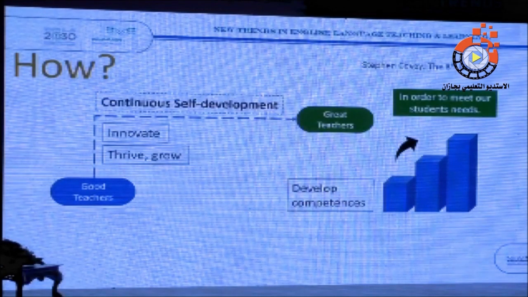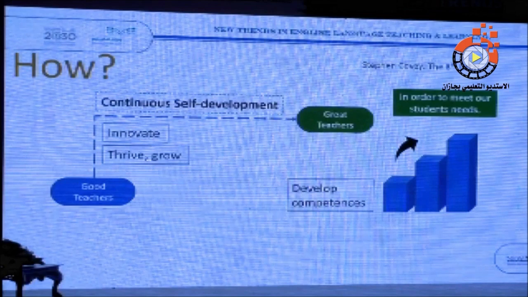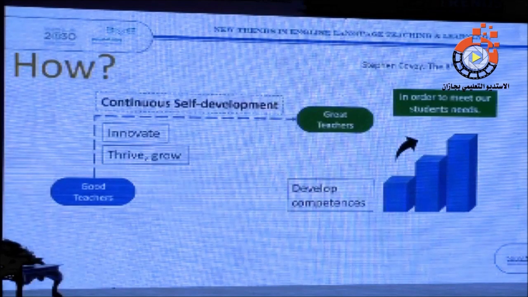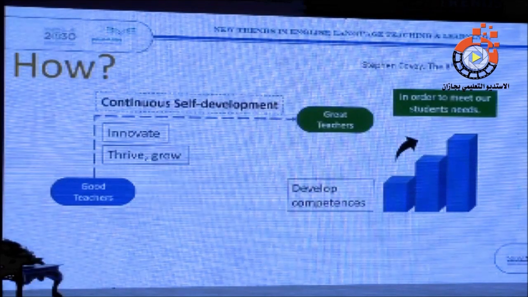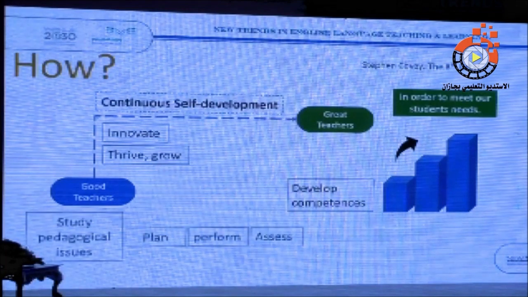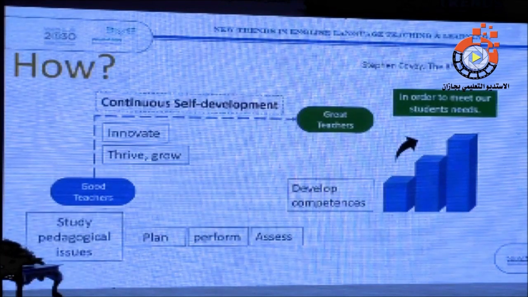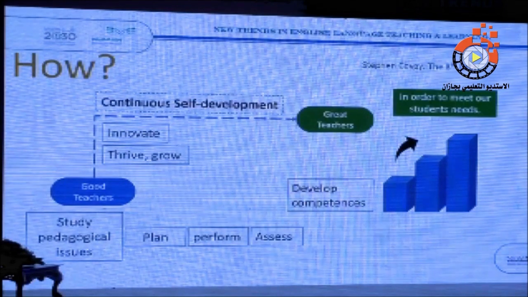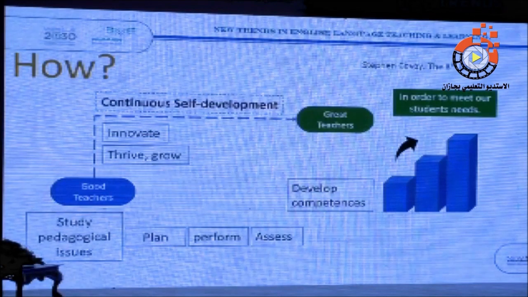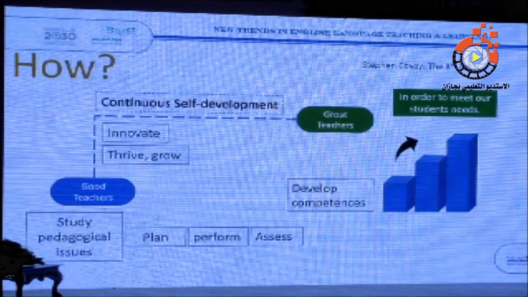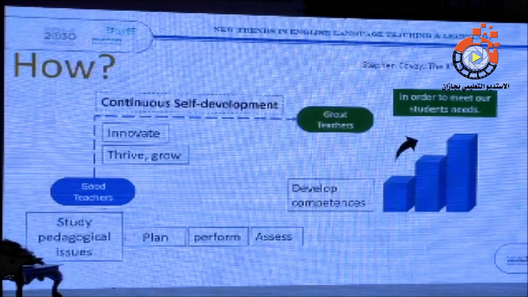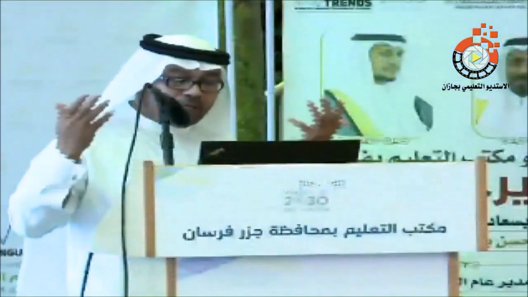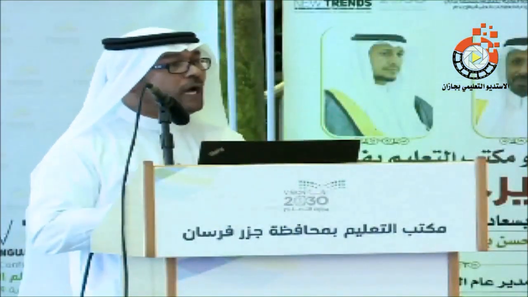What are the students' needs? The students' needs, they want to learn English. They want to learn the subject that you are teaching. Of course, somebody will say that, okay, we are now studying and now we are planning and we are performing and we are assessing. What is the new thing that you are talking about? What is the new tool or the new trend that you want us to know and you want us to understand and you want us to change to?